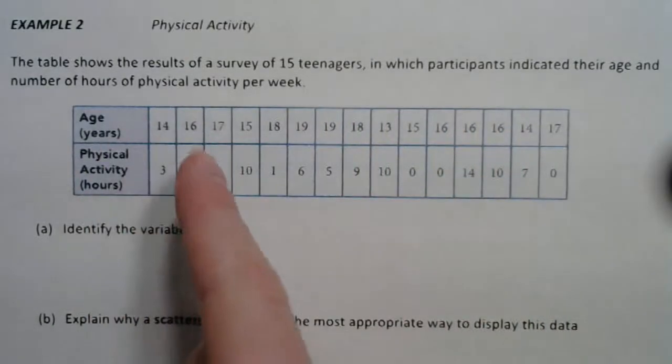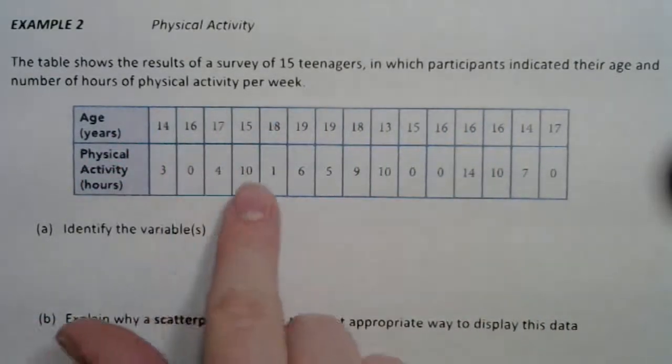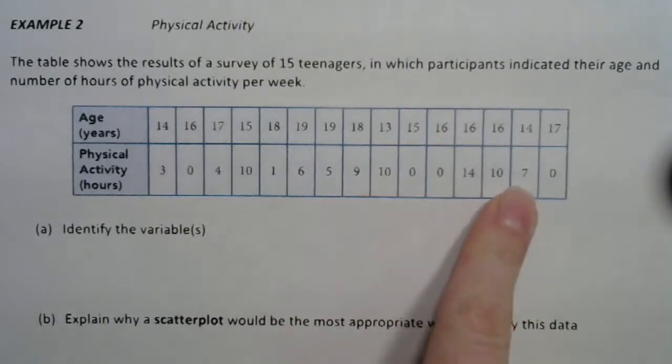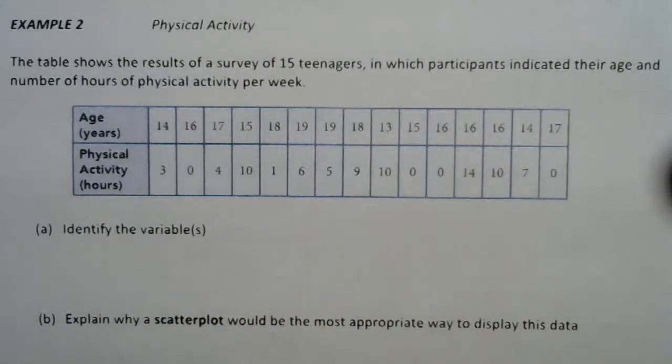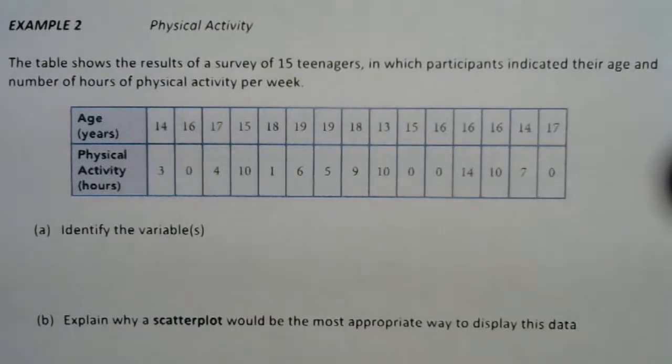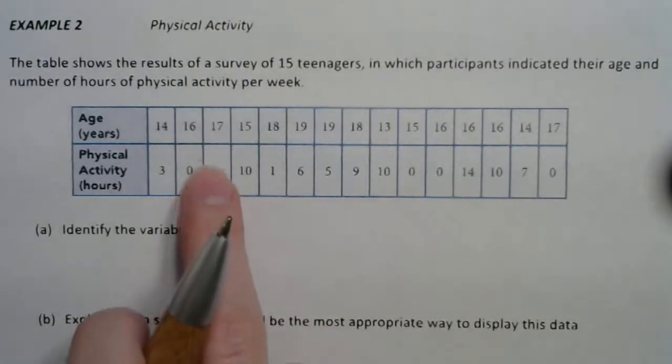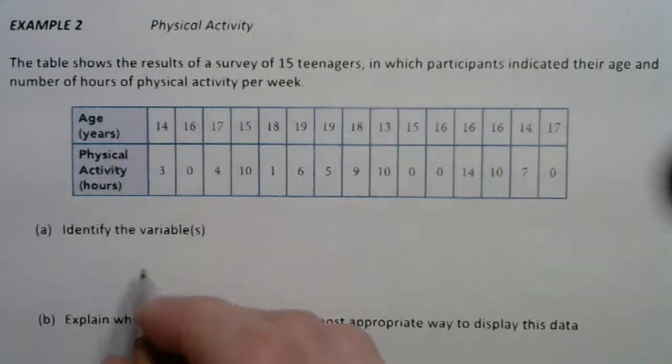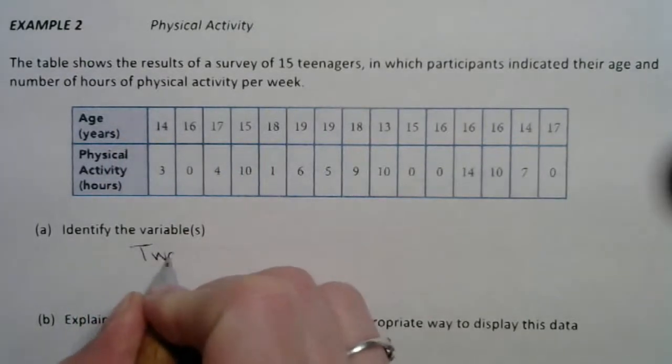You'll notice in these examples, information has already been collected. Later on, we're going to talk about how to collect your own data and good ways to go about doing it. But we're always presented with it. Identify the variables. In this case, it's already been presented in a table, so it's pretty easy to see that there are 2 variables.